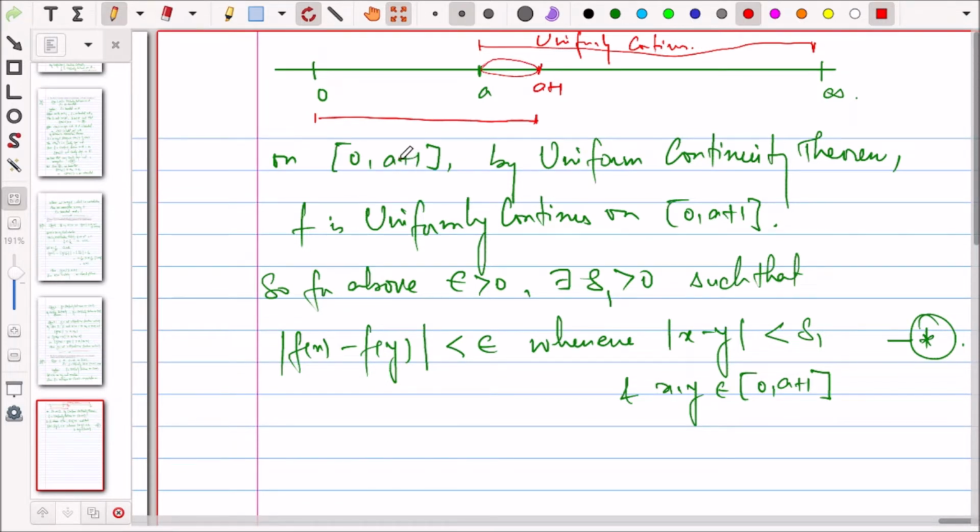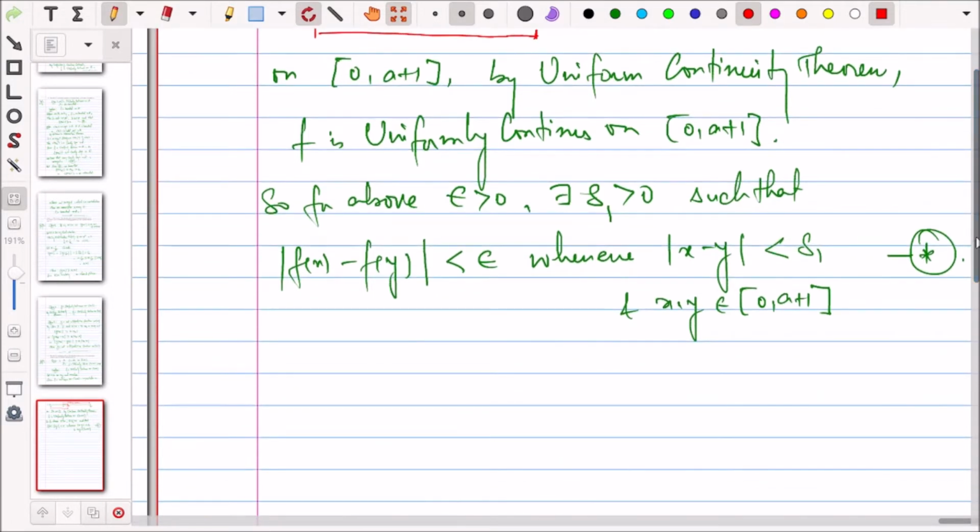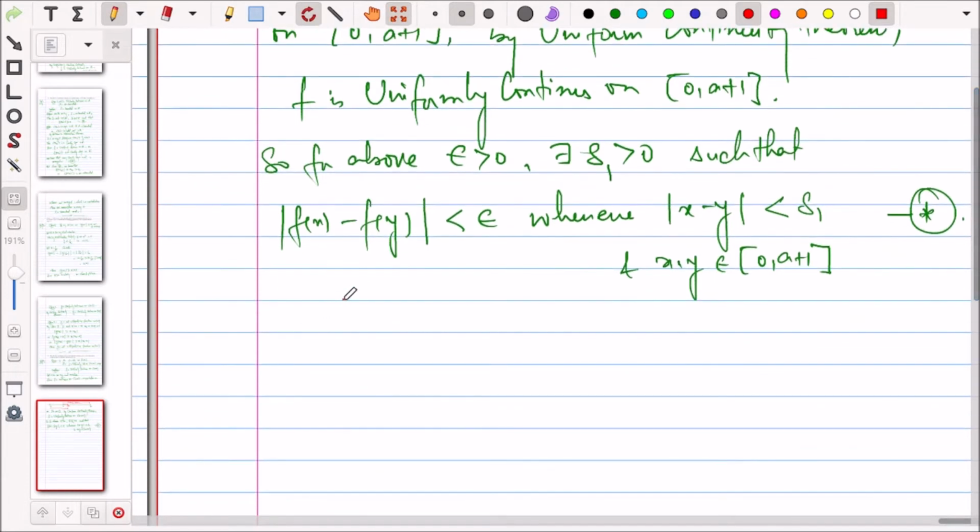You could have taken any number greater than a. We have taken a plus 1 because we can go till infinity, so we can have anything greater than a. You can take a plus 1, a plus 2, anything greater than a. Now let us come back to this.